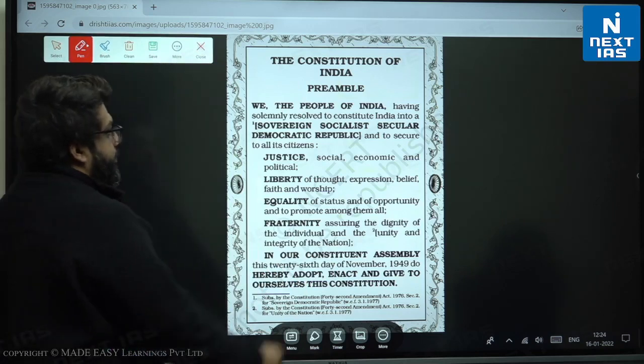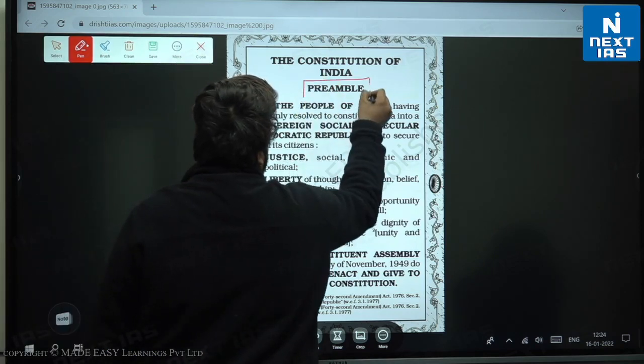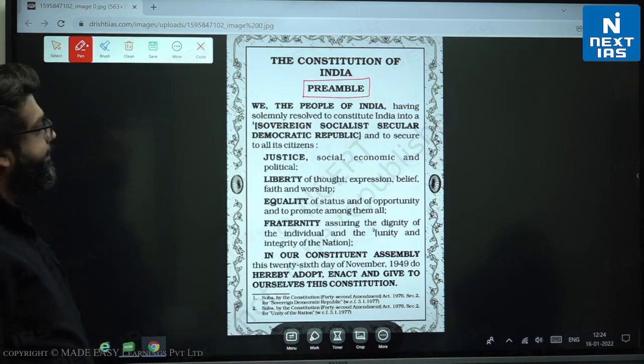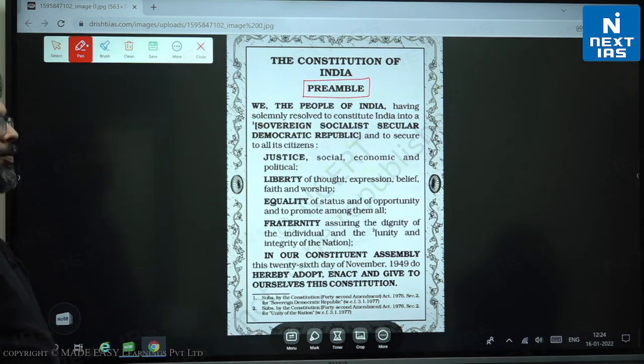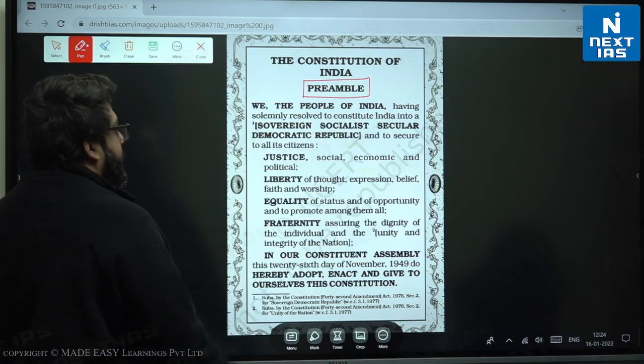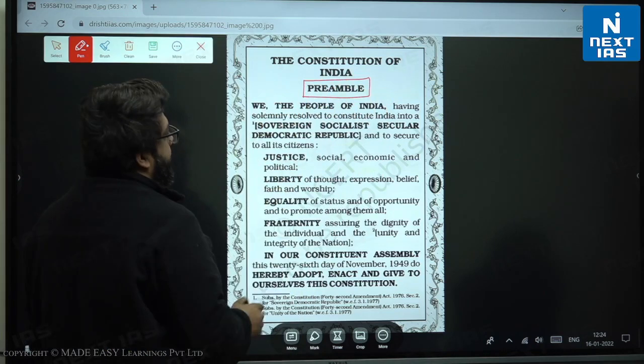So, the Preamble of India. Let me give you certain keywords here. First, let's read it together.